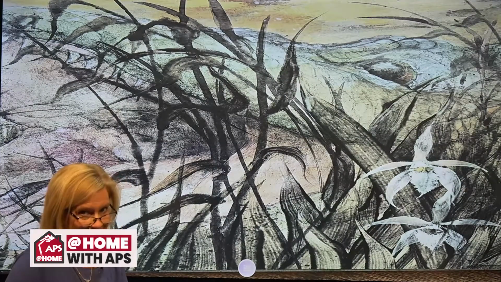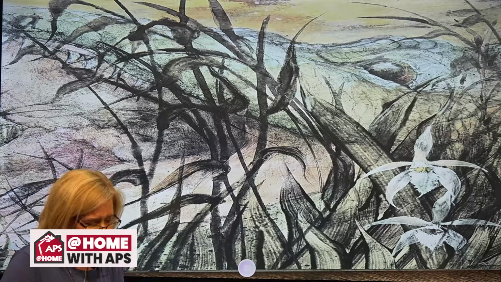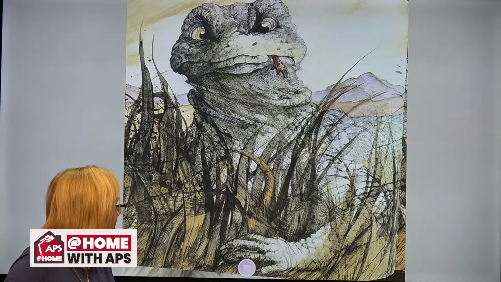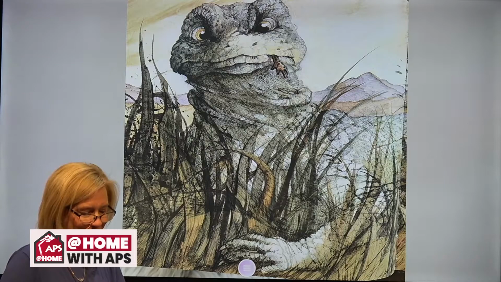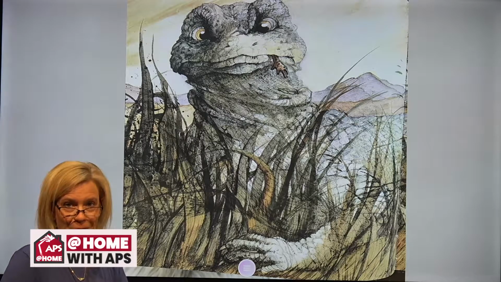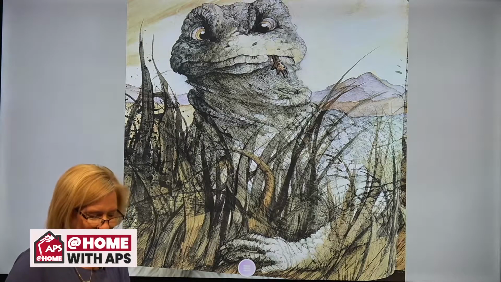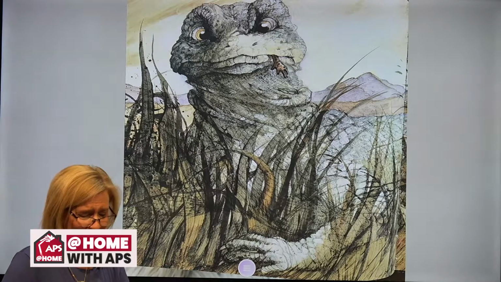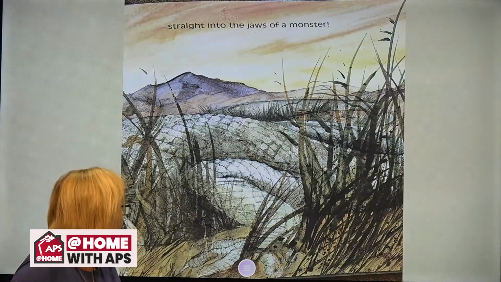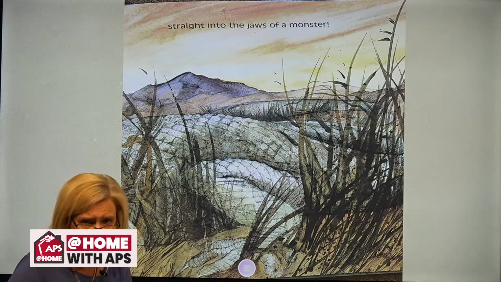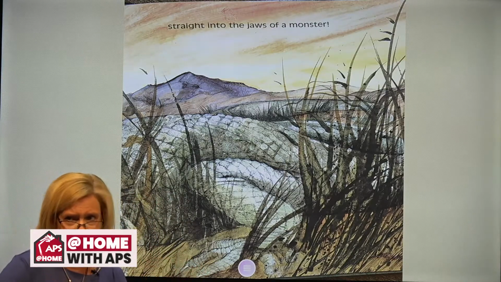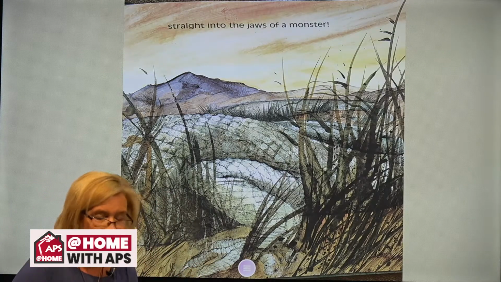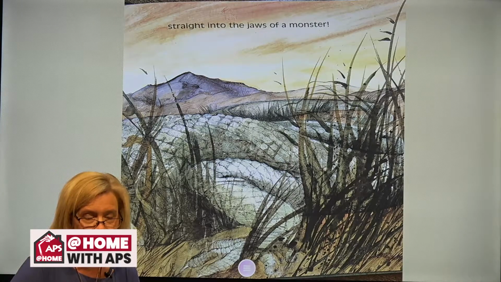And something's looking at him. Do you see it? It's hanging out in the back. Uh-oh. What's hanging out of our toad's mouth? I'm sorry, not our toad's mouth, of the monster's mouth. I think it's our little toad's hand. What's going to happen? Oh no! Straight into the jaws of a monster. So he couldn't see where he's going. He's stumbling along, and oh my goodness, he ended up in the jaws of the monster.